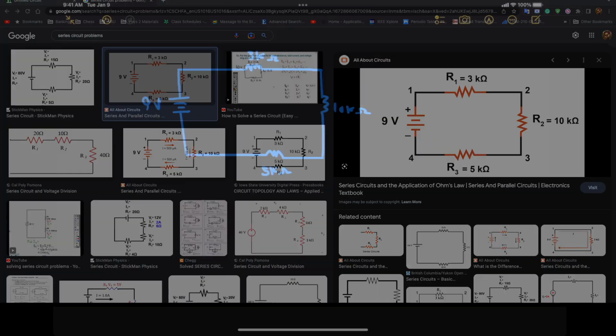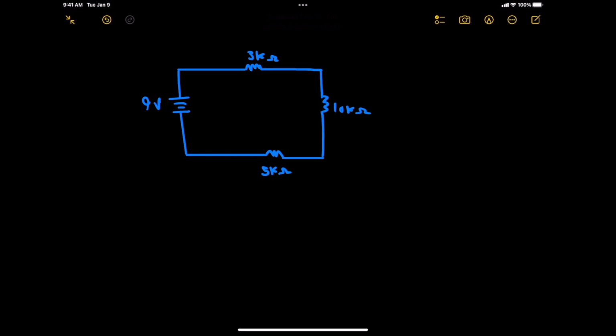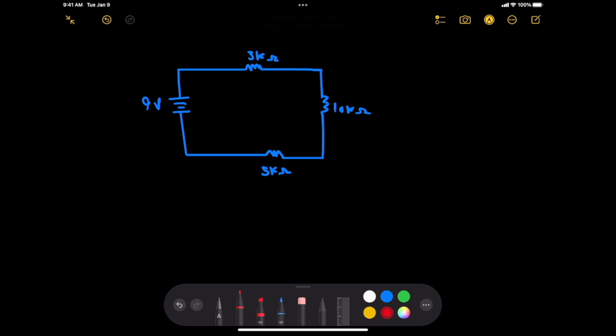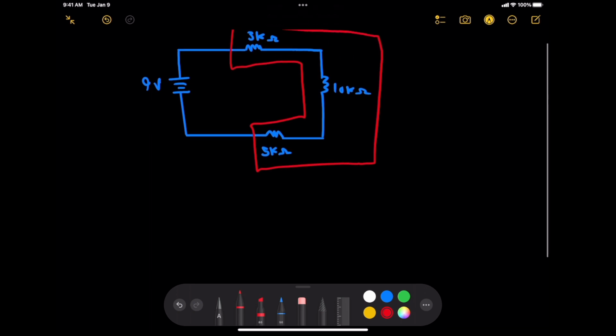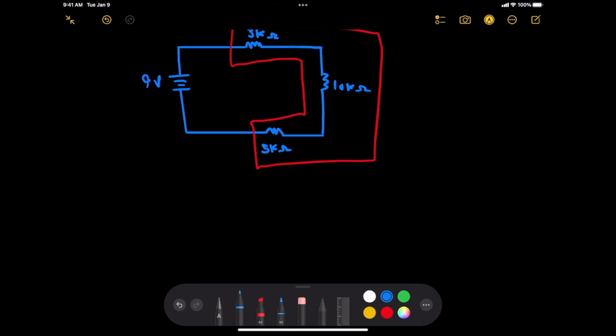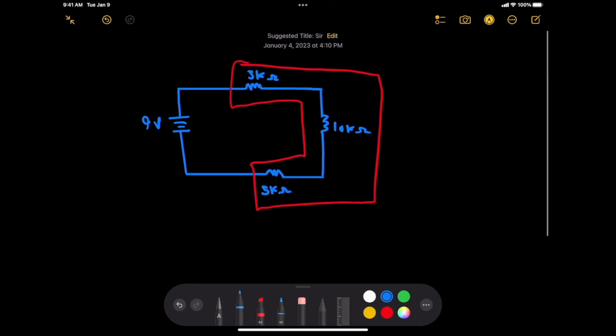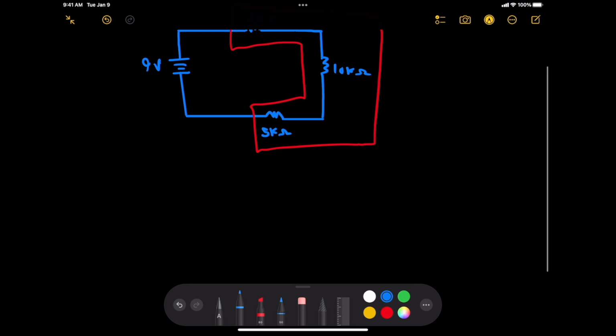So bringing it over to my iPad, I just recreated the circuit right here. So what we want to do eventually is make all these 3 resistors like this, 1 resistor in a series circuit. So the way we do that is just adding them straight up. We can add the 3K ohm resistor, the 10K ohm resistor, and the 5K ohm resistor together. So let's just do that.